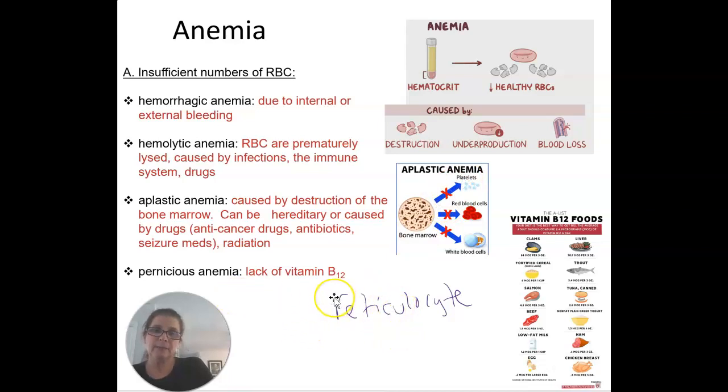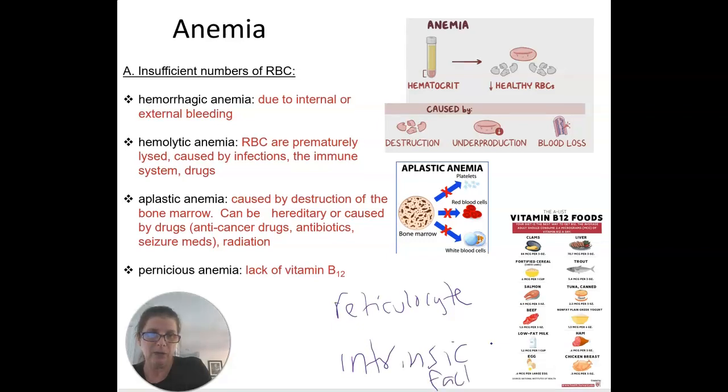Now, pernicious anemia is different. This is when you don't have vitamin B12. Now, there's a lot of food you can eat to make sure you have vitamin B12, so it would be abnormal to be deficient in B12. In fact, your stomach makes something called intrinsic factor. So it's made by the stomach, and B12 is pretty big. Normally you don't get it by an injection; it's so big it needs to bind to intrinsic factor to be absorbed.